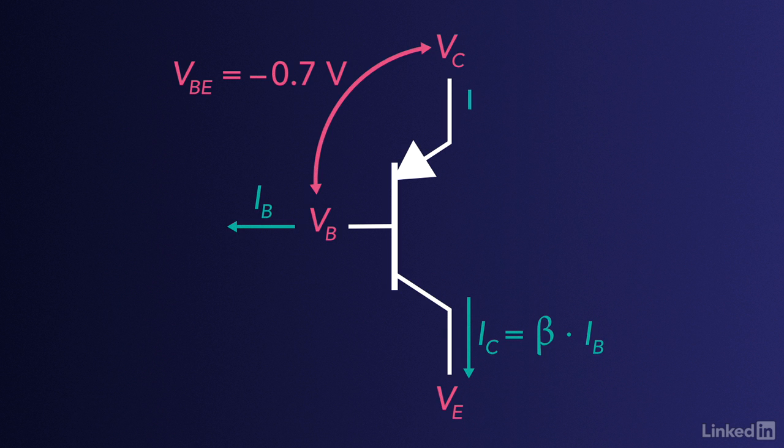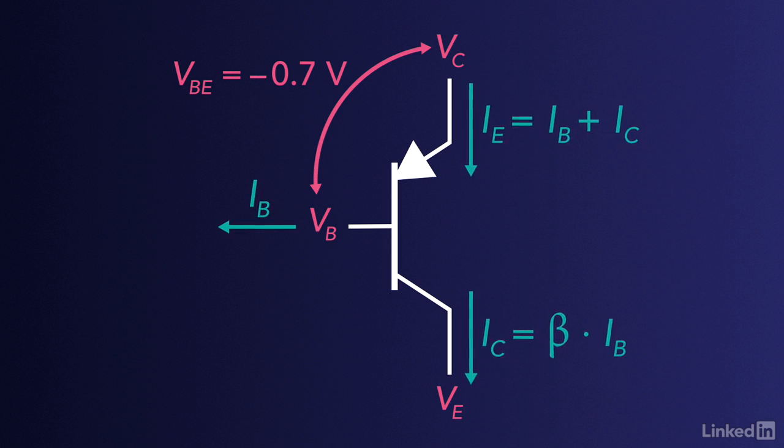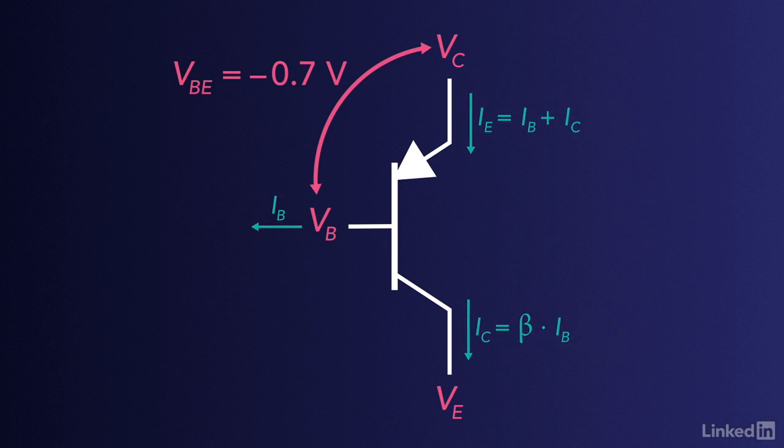All of that current flowing out of the base and collector terminals needs to come from somewhere, so in accordance with Kirchhoff's current law, the current flowing into the emitter terminal will be equal to the sum of the base and collector currents exiting the transistor. As the amount of base current increases or decreases, the emitter and collector currents will follow these equations to rise and fall too, as long as the transistor remains in the active mode.